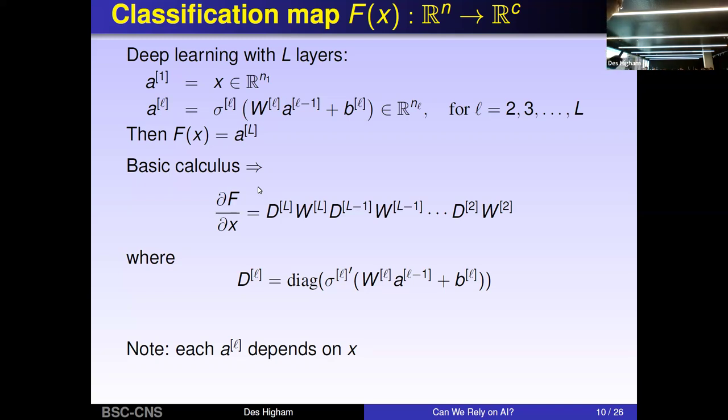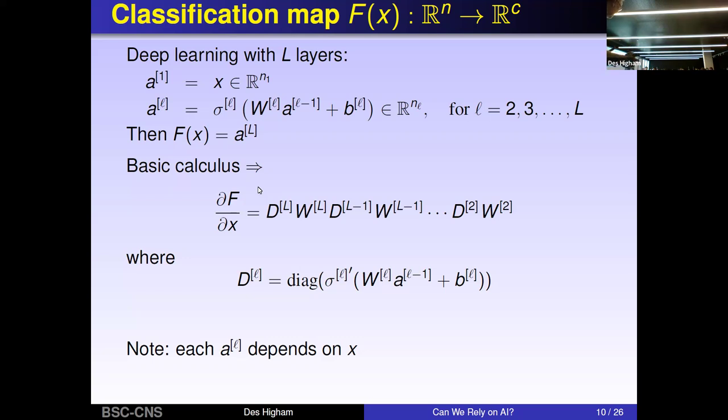It's defined iteratively. So we start off with the input x, and then at each layer, we first of all multiply the previous layer's output by a matrix W, add a bias vector B, and then we apply a nonlinearity. That sigma L is a nonlinear, typically sigmoidal type function applied component-wise to each component of the vector. So we're just iterating with a linear and then a nonlinear map. And by the time we finish, we have the output.